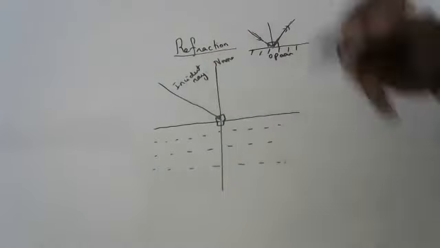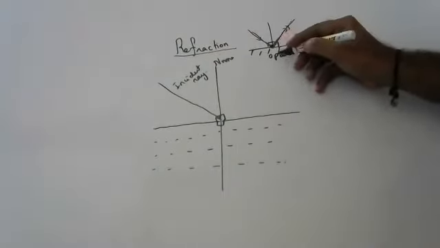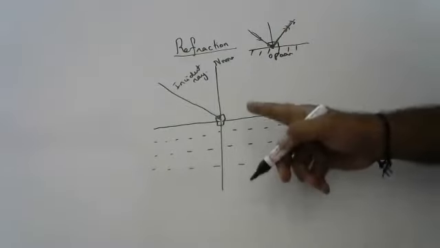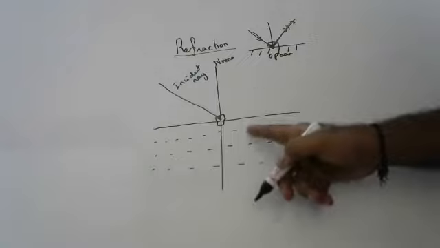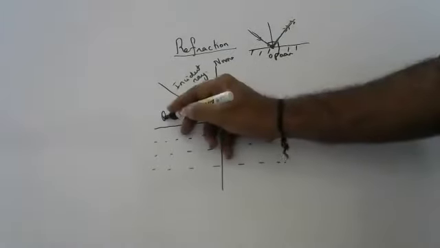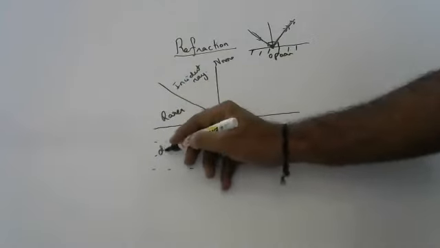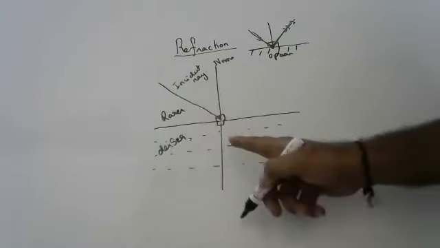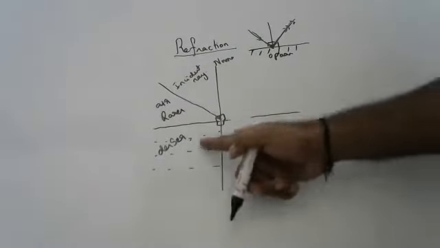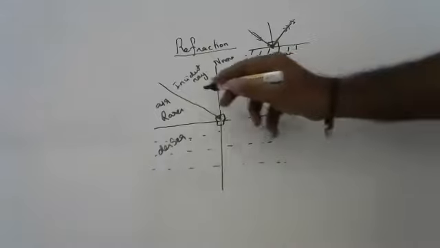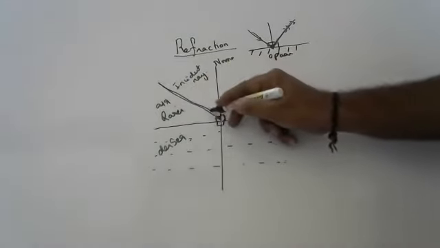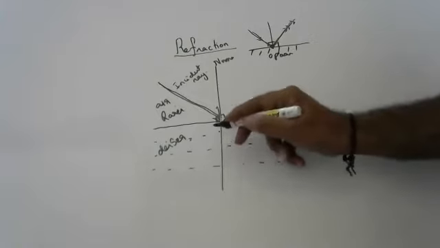Okay, children. If it is an opaque object, since light can't pass through it, it gets reflected. But if it is a transparent object, it goes into the medium. This is the rarer medium and this is the denser medium. Water, compared to air, is denser. All of you know that. So the light ray is going from air to water.